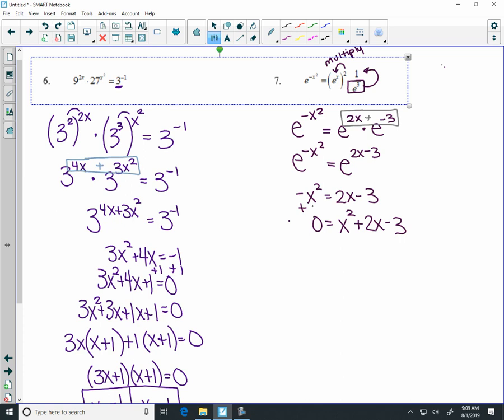And again, I did that without showing it, so I'm going to make sure my sign is correct there. Add over the x squared. Two numbers that multiply to negative 3 and add to positive 2 are positive 3 and negative 1.